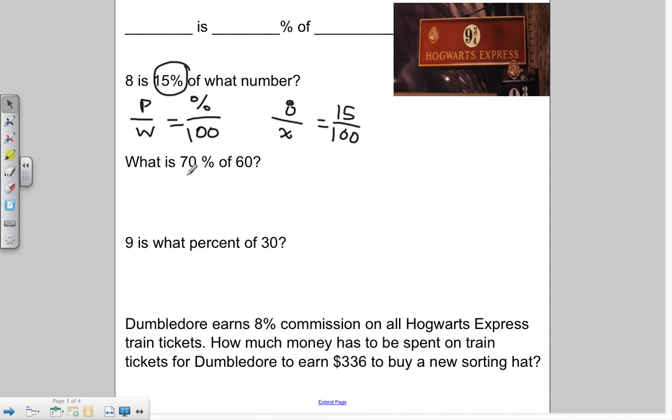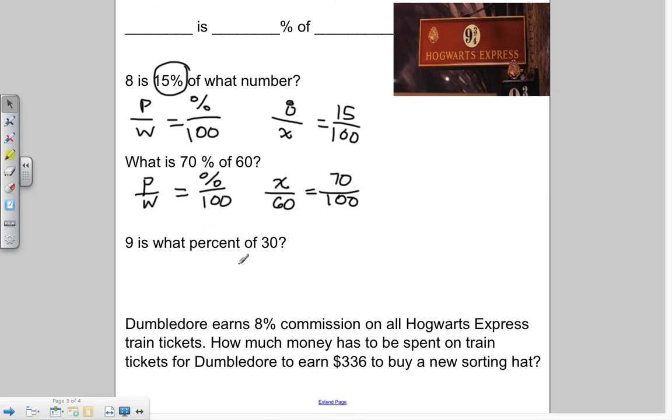Okay, what is 70% of 60? Again, I've got a part to a whole equals percent over 100. So let's think about this. 70 is my percent. That's the easy part. 70 out of 100. Okay, good. Now where's my part and where's my whole? What is 70% of 60? Oh yeah, of is referring to my whole. This number here is referring to my part and it's unknown. So there's my x, my unknown. Then I cross multiply to solve.